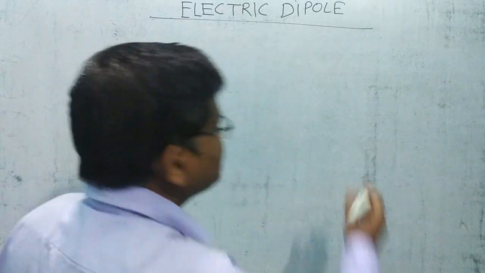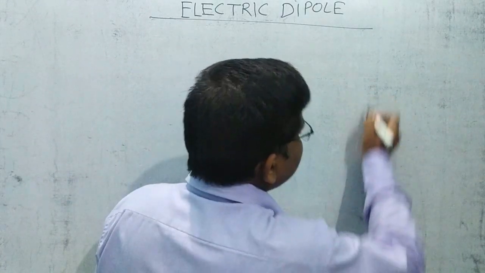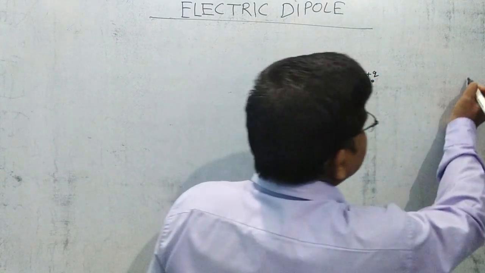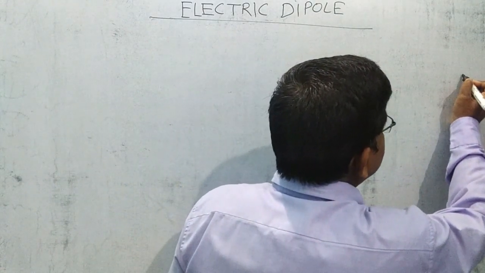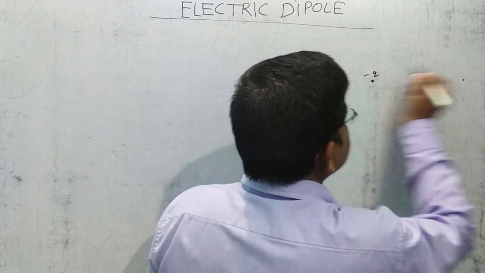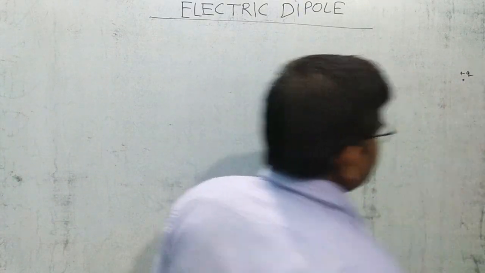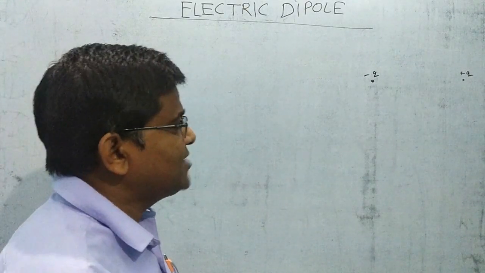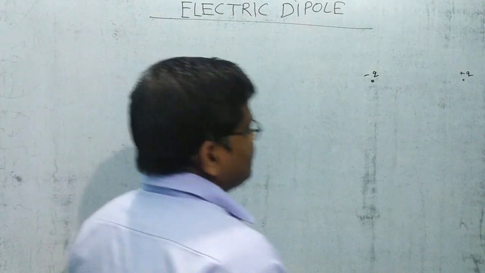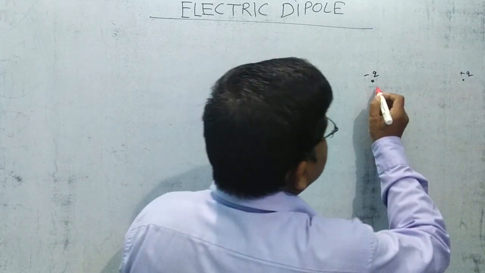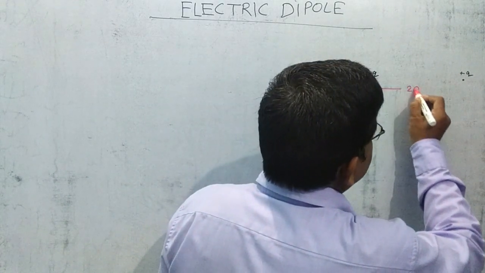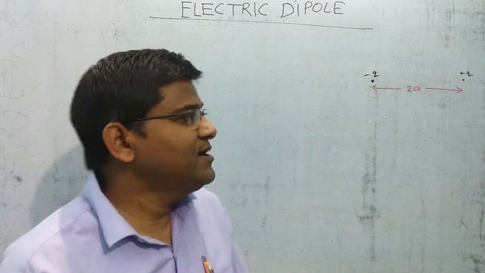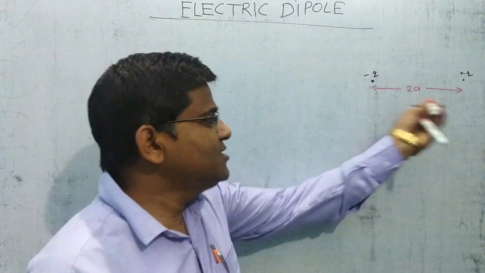Electric dipole is an arrangement, just like this one is the minus q and this one is the plus q. The distance between these two small charged particles is very small, considered as 2a. For simplicity of derivation, we consider the distance as 2a.